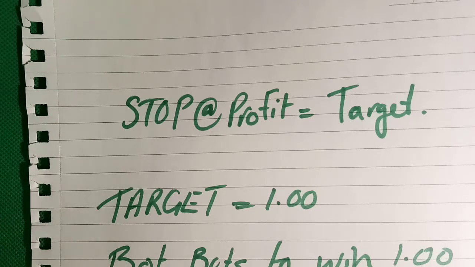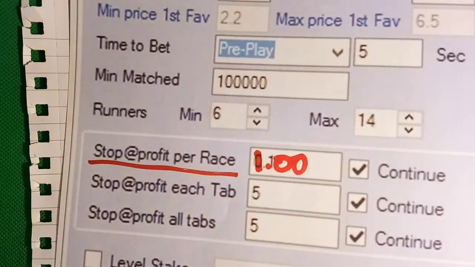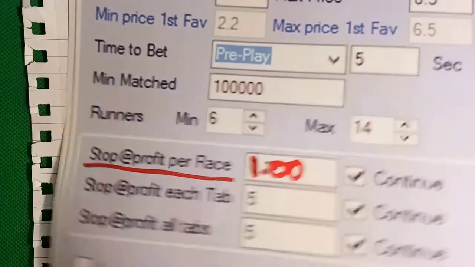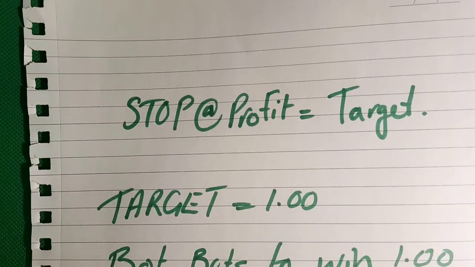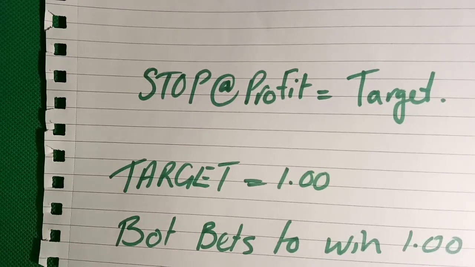What stop at a profit really means is it's equal to target. So on the bot, when you're setting it up, and you see this here, stop at a profit per race, that is our target that we want to win. Every time we have a successful bet, we want to make sure we've got a £1 target, okay? And that little tick next to it just means that once it's got the £1 target, it will continue for the next bet. Okay, so in this case that we're going to go through, the bot is going to try and win us a £1 target.